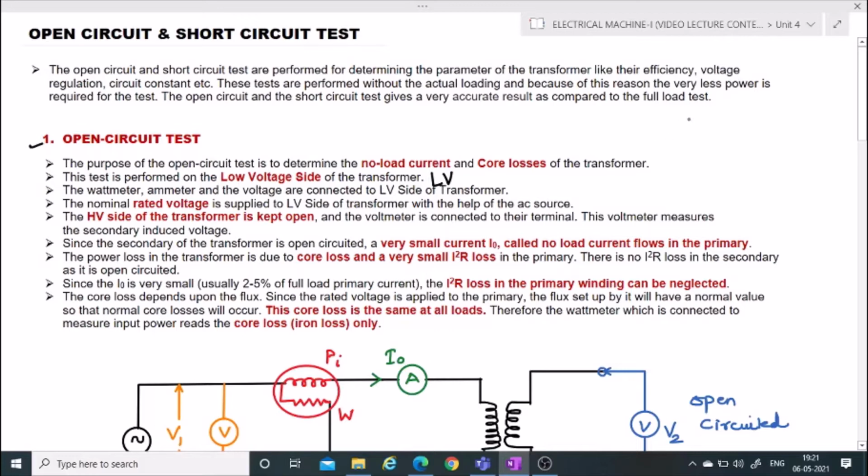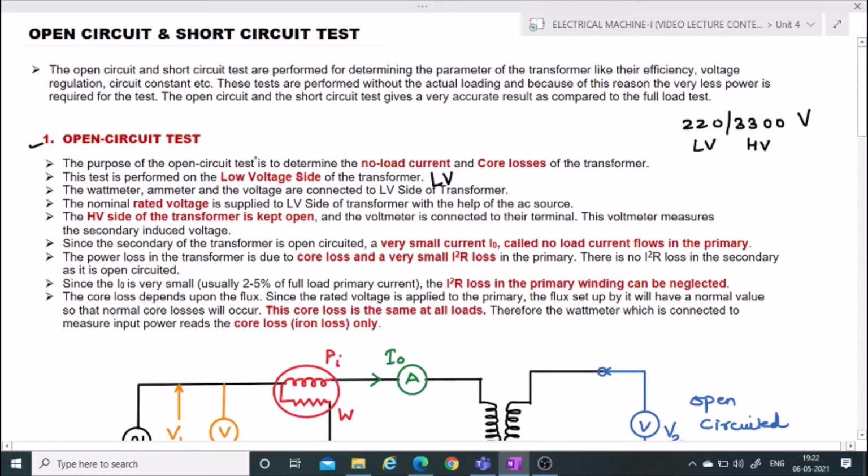Suppose that a transformer whose rating is 220/3300 volt. Then its low voltage side is 220 volt. So this open circuit test will always be performed on the 220 volt side of the transformer, and the high voltage side, that is 3300 volt side, will always remain open circuited. The reason behind this will be explained at the end of this lecture.